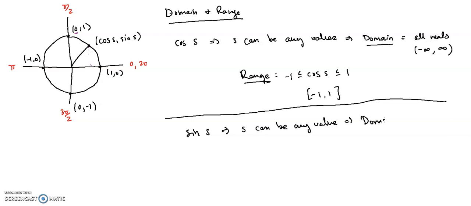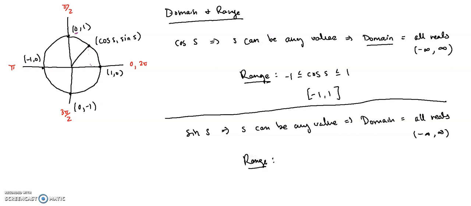And so the domain for sine is also all reals. Okay, really the same idea as cosine. We can put in any of these angle values or arc length values as we move around the circle. All right, and then the range is pretty similar too.